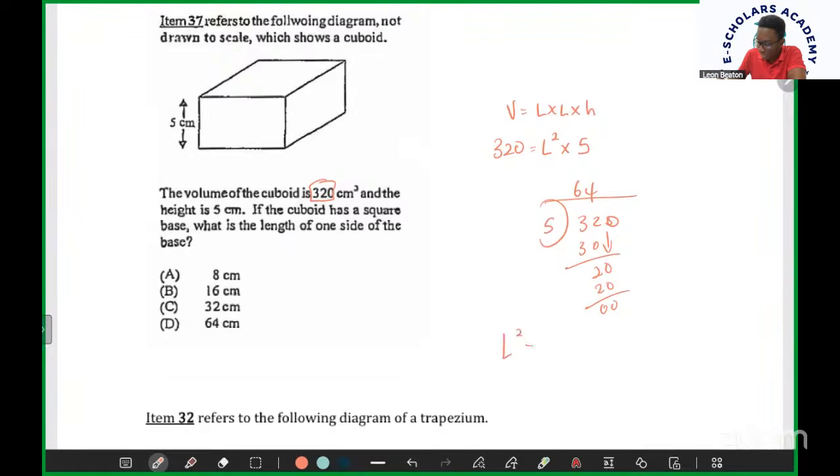So L squared is equal to 64. To find L, we take the square over to become the square root. So the length of one side is the square root of 64. When we take the square root of 64, that gives us the beautiful answer of 8, because 8 times 8 gives us 64. So hence, A is the answer here. Very similar question, slightly different working, but the same approach.